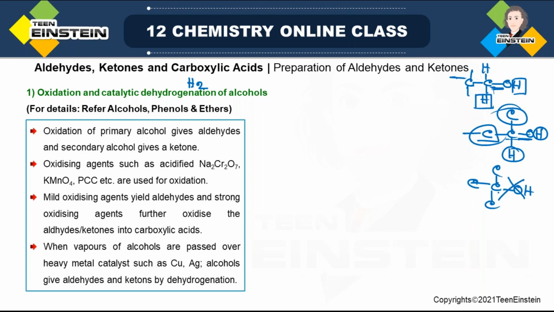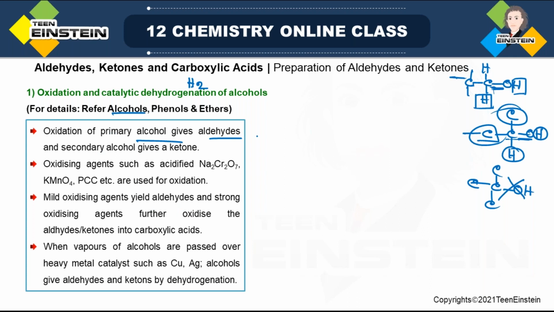Okay. So this method you can find details in the previous chapter that we have discussed, which is alcohols, phenols, and ethers. So when we have discussed the chemical properties of alcohols, that is how we can oxidize alcohols, or what will be the chemical reaction of alcohols when they are undergoing the reaction, that is catalytic dehydrogenation. So the chemical properties of alcohol, you can also consider them as the preparatory methods for aldehydes or ketones. So details you can find there. Here only the important points are mentioned.